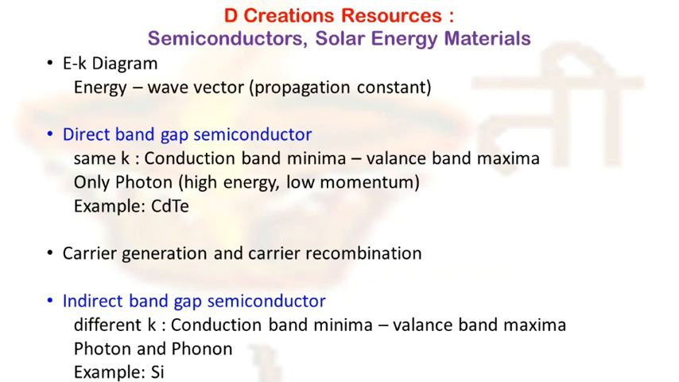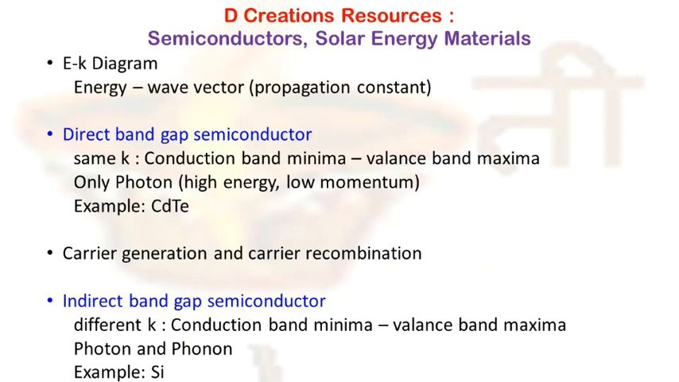Now if it is a direct band gap semiconductor, the valence band maxima, which we can call EV, and the conduction band minima, which we can call EC, will exist at the same value of k. That means if you want to excite an electron from the valence band to the conduction band, it just needs to absorb a photon of energy equal to the difference between EC, the conduction band energy, minus EV, the valence band energy. So the band gap energy EG is equal to EC minus EV.